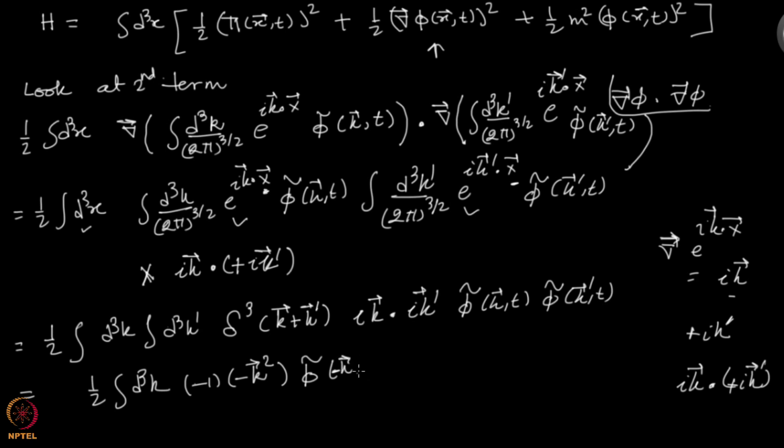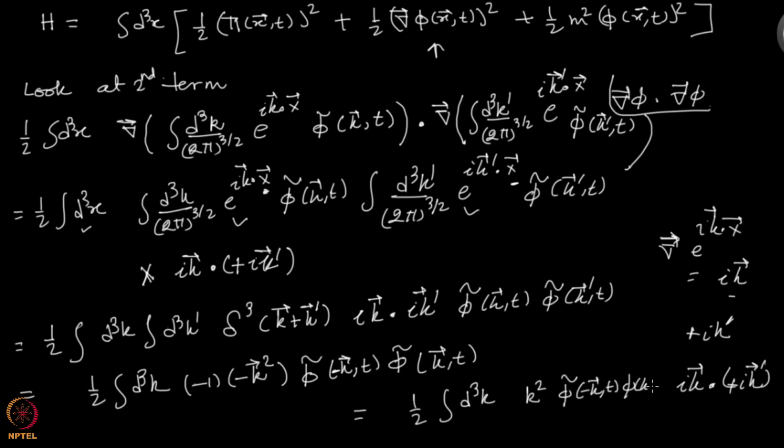So let me put the minus k, t first, and phi tilde of k, t. It doesn't matter. You can write in whatever order you want, because right now I'm treating the fields as classical. The phi's are classical fields. Anyway, even if you treat them as operators, you have seen that they commute. So the minus goes away, and you have finally half integral d cube k, k squared, phi tilde of minus k, t and phi tilde of k, t.